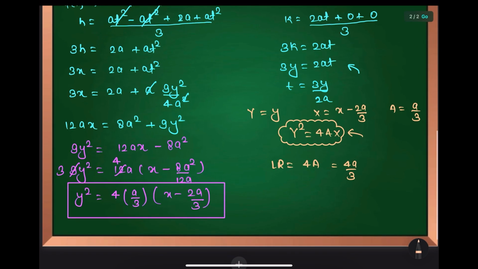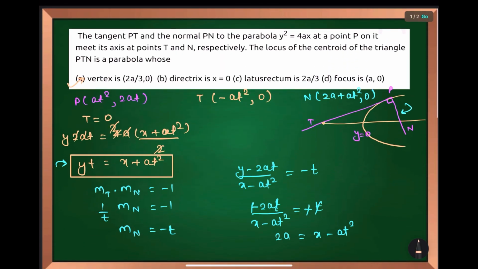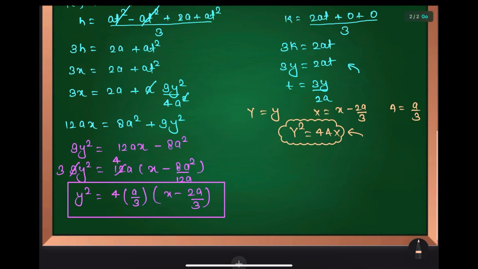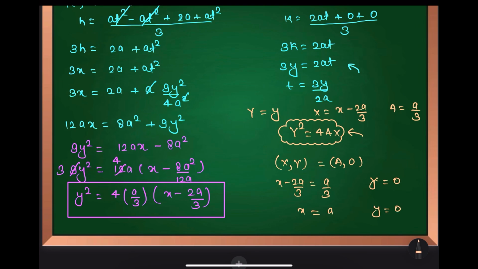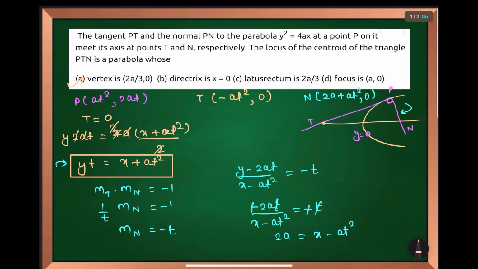Again wrong. Now these guys are interested in the focus. So in reality, you know that the focus will be at a comma 0. Who are x and y? So who is x? X minus 2a by 3 is equal to a by 3. Capital Y is small y. Okay, so it is okay. So x is equal to 3a by 3, that is a, y equals 0, meaning a comma 0. Yes, this option is also correct. Okay, so it is a comma 0.